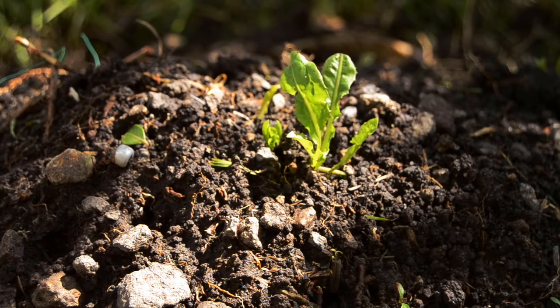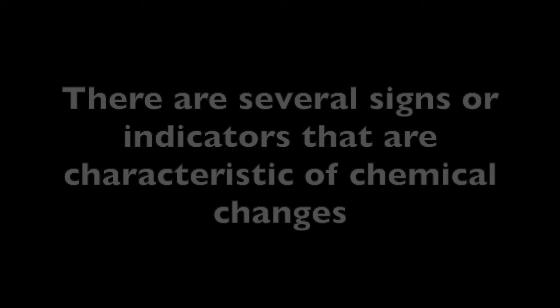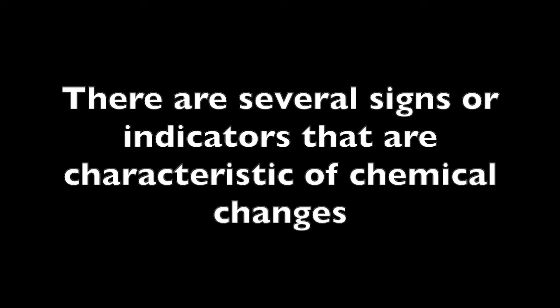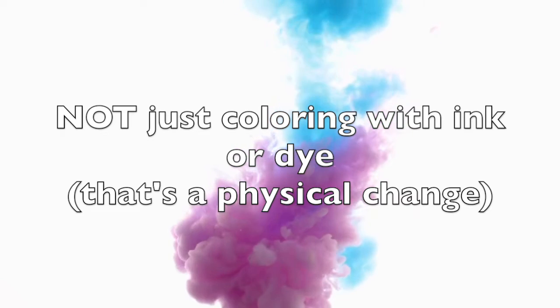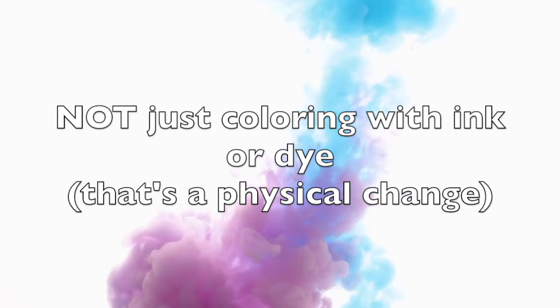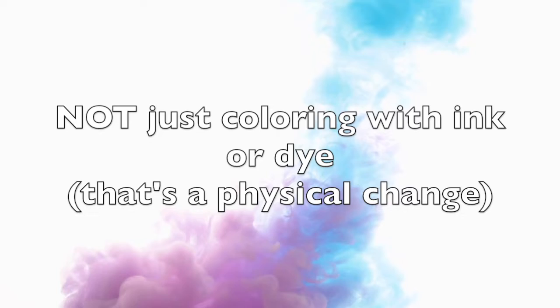Now let's talk about how you can tell that a chemical change has occurred. There are several signs or indicators that are characteristic of chemical changes. One of these is a change in color. Now, this is not just coloring something with ink or dye or paint. That's a physical change. But what we're looking for is a color change that is unexpected.